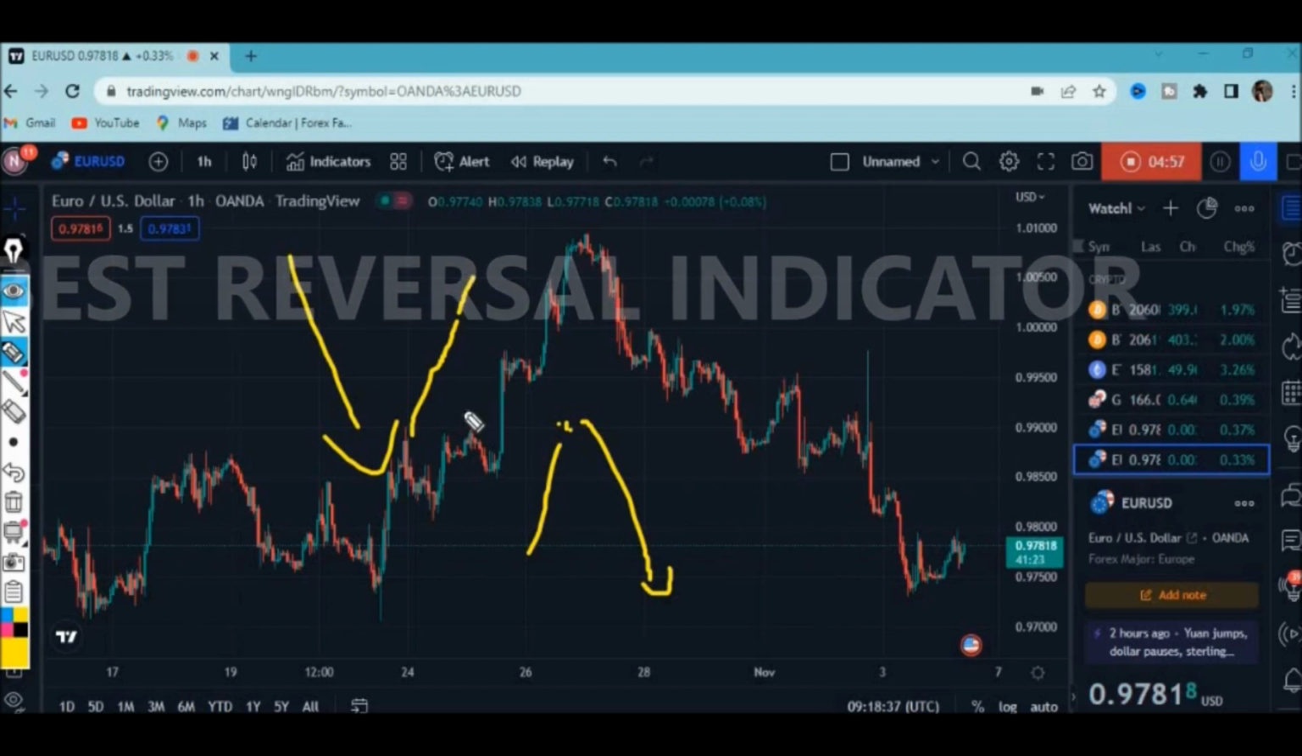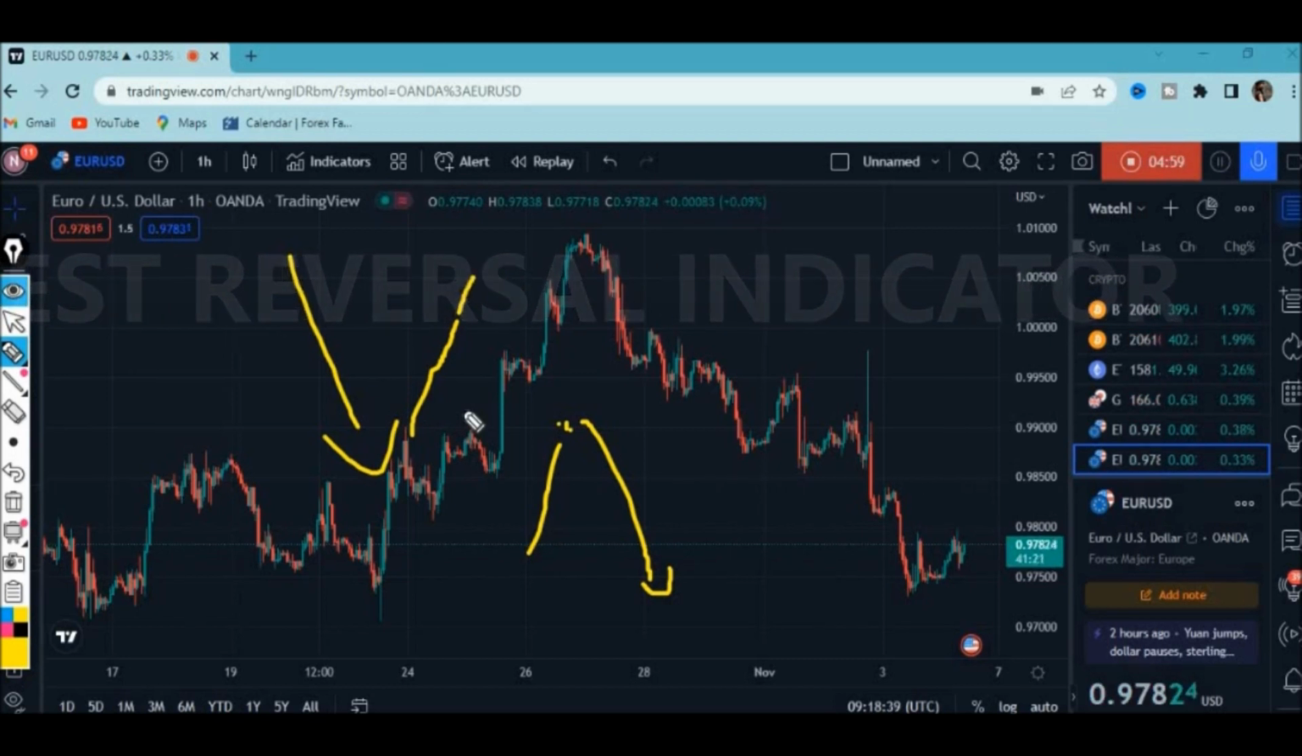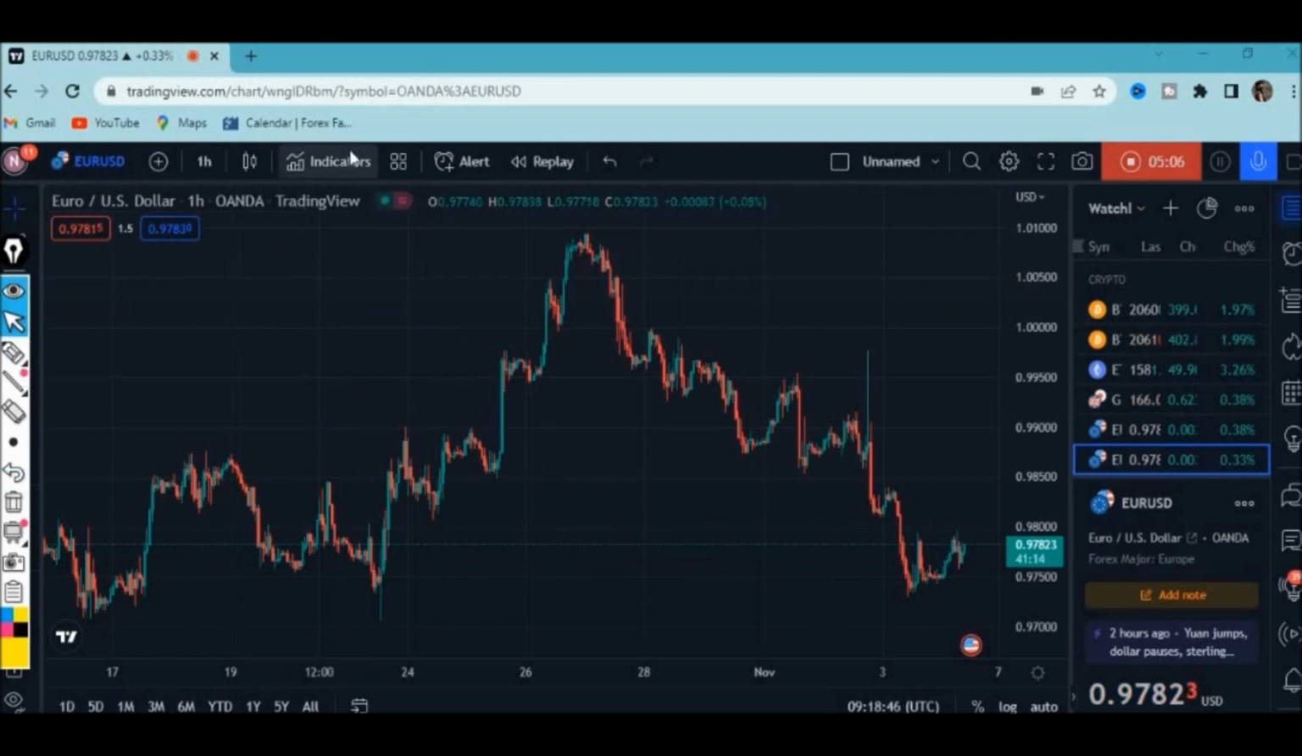So guys, we're going to use this free indicator found on Tradingview.com, and so you're just going to click on the indicators tab right here.